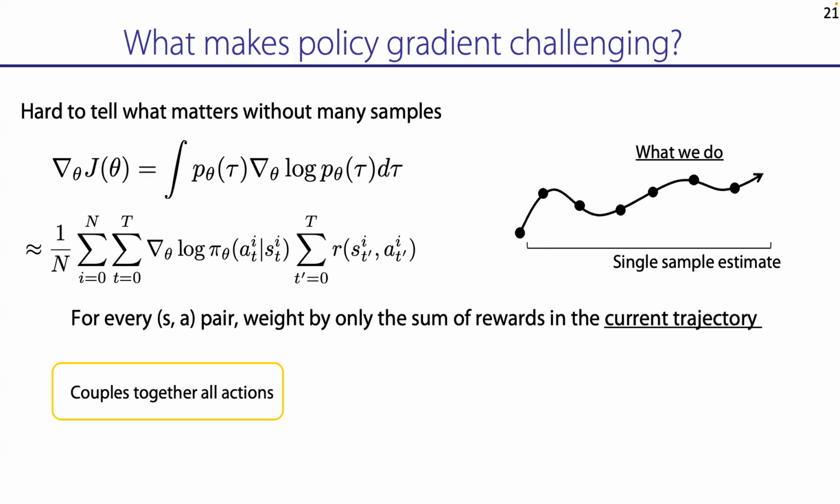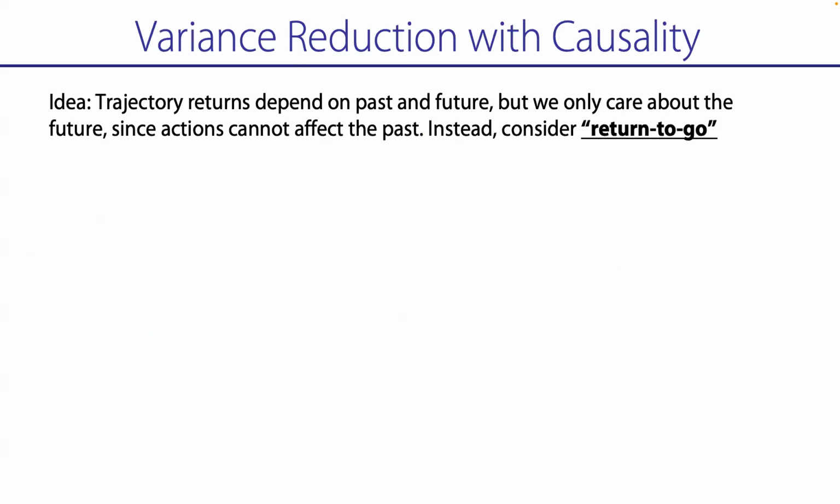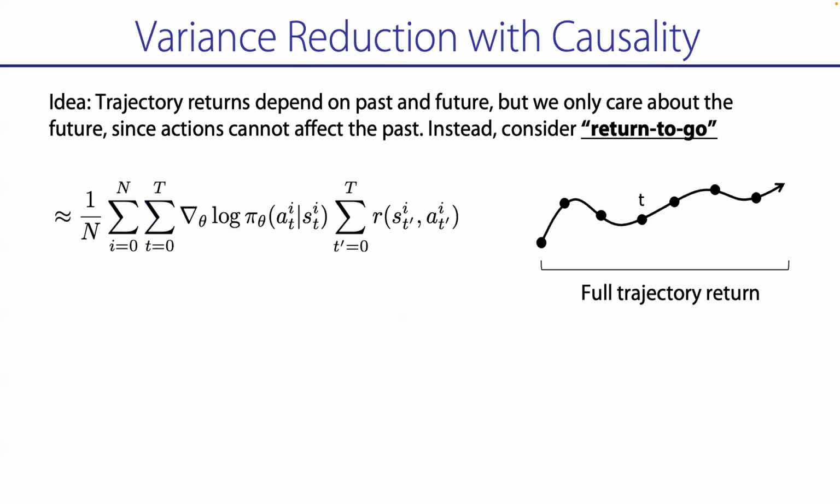Okay. So let's start by thinking about coupling together actions. One important thing is that we're in a Markovian setting. So let's say I'm along a trajectory, at some time step t. Right now what I'm doing is summing up the grad log pi's along all the t's, and then multiplying it by all the rewards at all the t's, including the past.